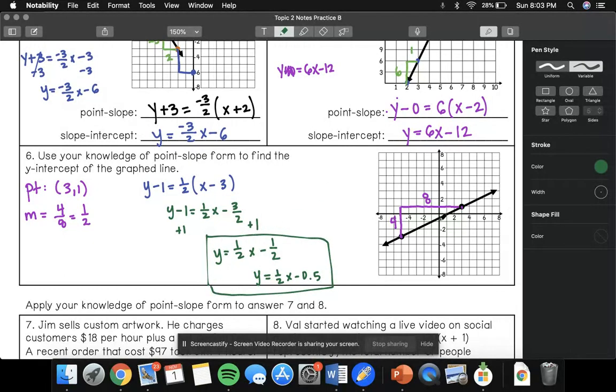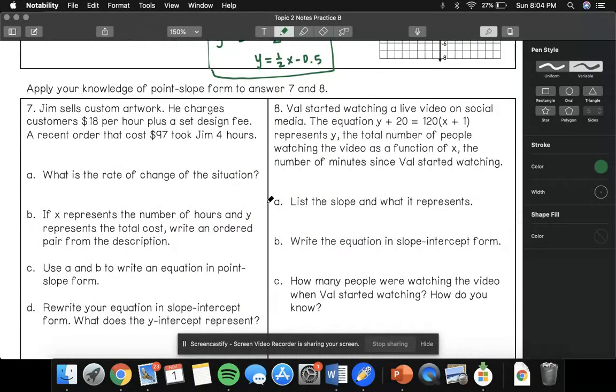So we could have assumed from the graph that it was -1/2, but now we used our points to actually figure out for sure that it was -1/2 as our y-intercept. Okay, now our favorite, some word problems.